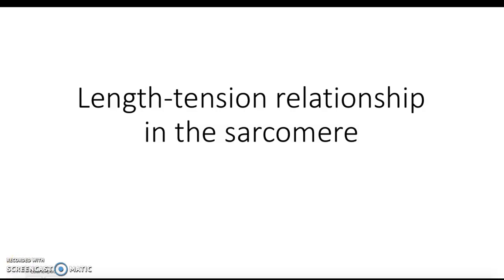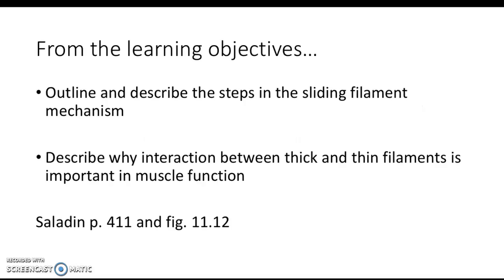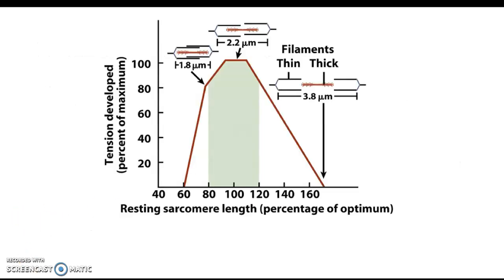All right. So if we go to the learning objectives here, we're incorporating our steps in the sliding filament theory. This is really talking about why the interaction between the thick and the thin filaments is important in muscle contraction. Saladin discusses this on page 411, and the figure that you are going to find pretty pertinent is at the bottom of the page. It's figure 11.12. All right, so I have a figure here. It's not exactly like Saladin's, but it's pretty similar.